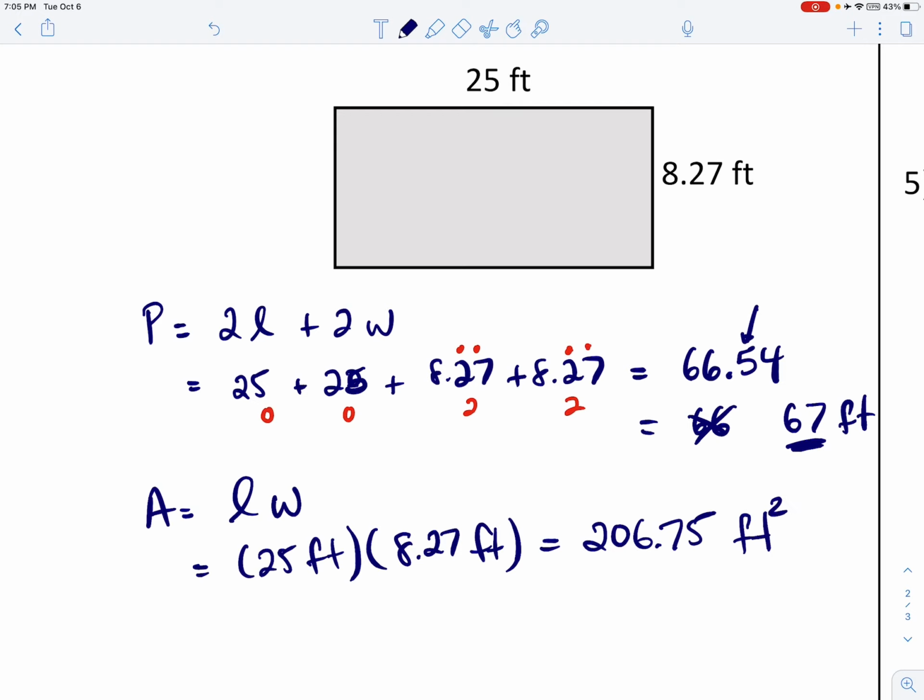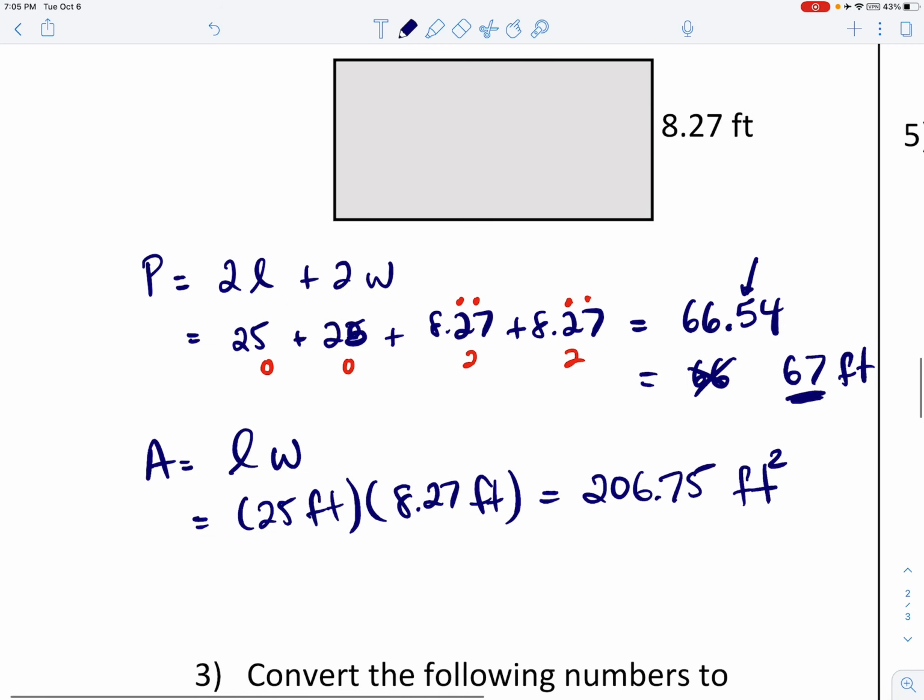So that's the number on my calculator. Feet times feet, it'll be feet squared as an area. But how do I round off that answer? The answer now is to look at not decimal places, but significant digits.